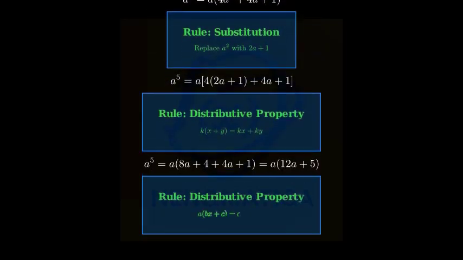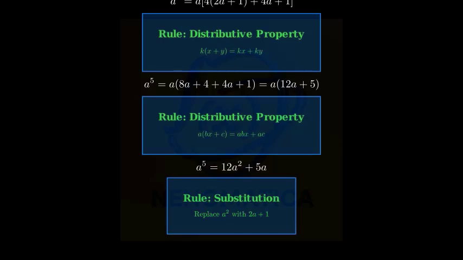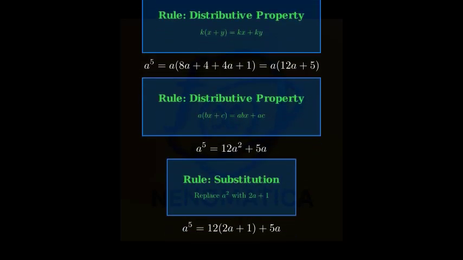Using the distributive property again, we get a to the fifth equals 12a squared plus 5a. Finally, we substitute a squared one more time. Since a squared equals 2a plus 1, a to the fifth equals 12 times the quantity 2a plus 1 plus 5a. Let's expand this expression.